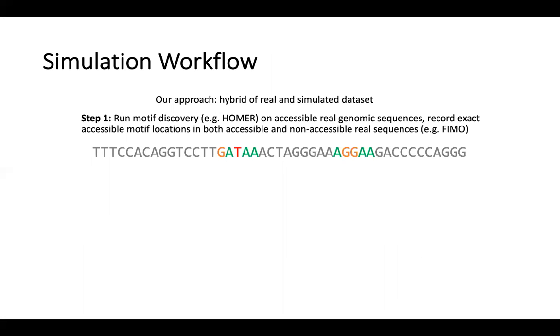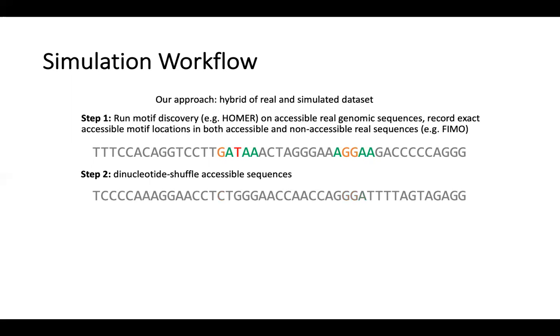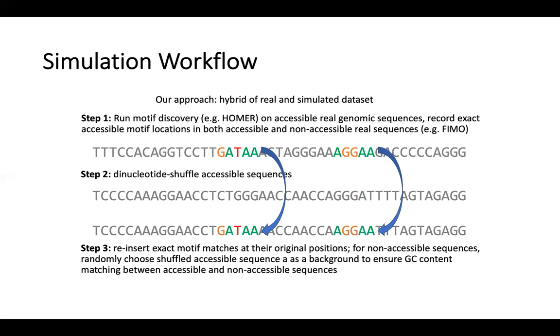Our solution is an approach that's a hybrid of real data and complete simulation. For our positive set, we ran the Homer Motif Discovery tool to identify the exact positions of all known motifs in real genomic sequence data. We used FIMO to record exact positive motif locations in both positive and negative real sequences. We then dinucleotide shuffled all the sequences to randomize the backgrounds, and then we reimplanted the positive Homer motifs into their original positions in each positive and negative sequence.